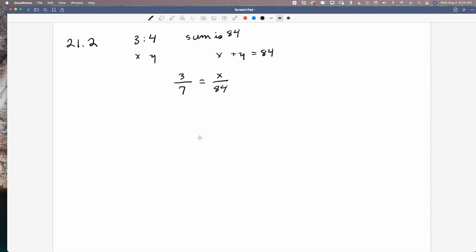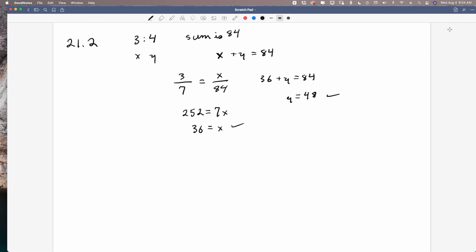So all we have to do now is cross multiply. And 3 times 84 is 252. And then you have 7 times x. We divide both sides by 7. And we get 36 is equal to x. Easy peasy. So if 36 is equal to x, we can sub in up here 36 plus y equals 84, right? Subtract 36 from 84, y is 48. So now we have both numbers. Easy peasy. Okay, so that's a way to do it with ratios.